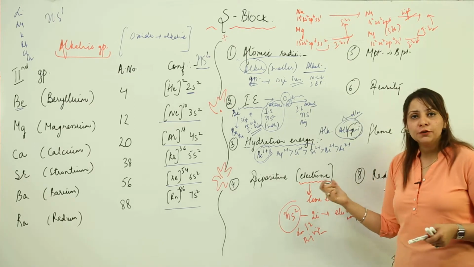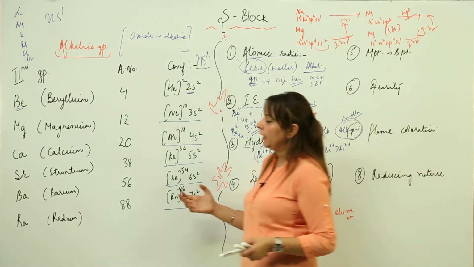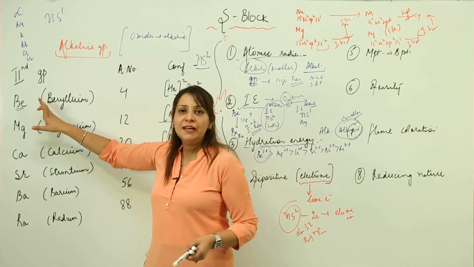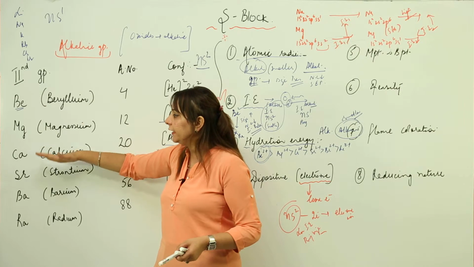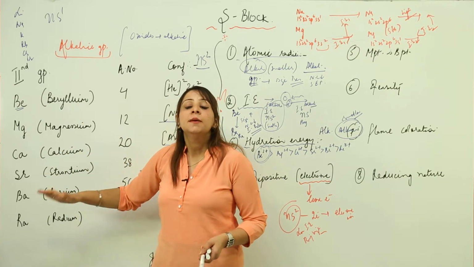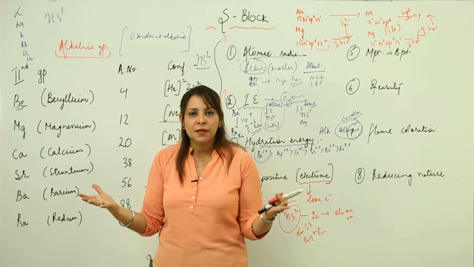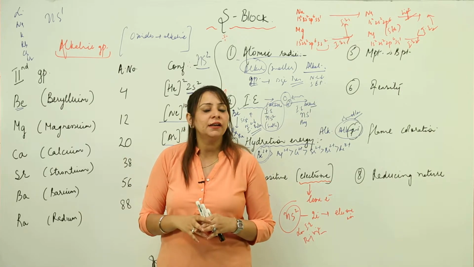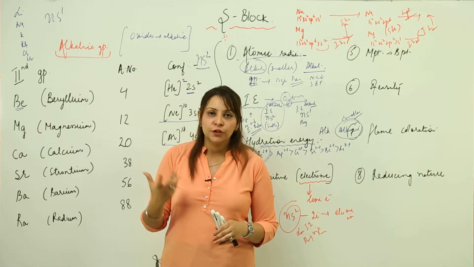If we talk about the electropositive nature in the group now, it will be comparatively less electropositive at the top, and the electropositive character will keep on increasing as we move down, because size is increasing, nuclear charge is decreasing, and ionization energy is further decreasing.